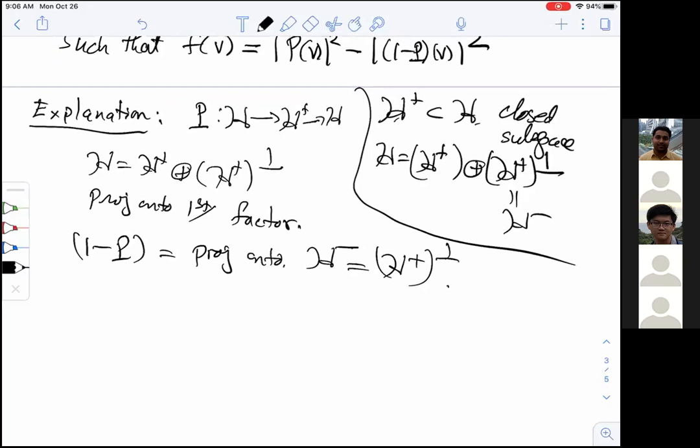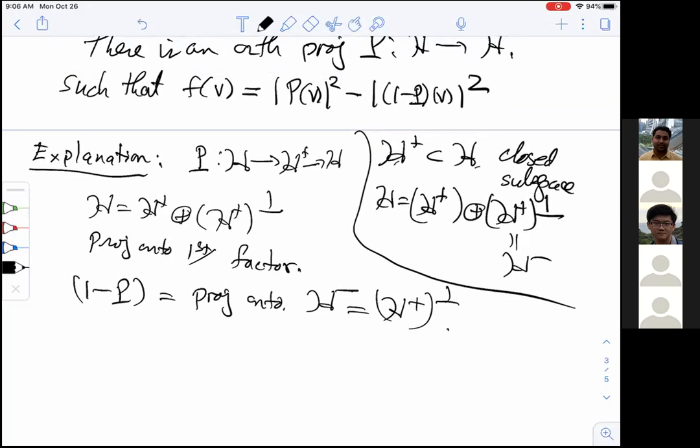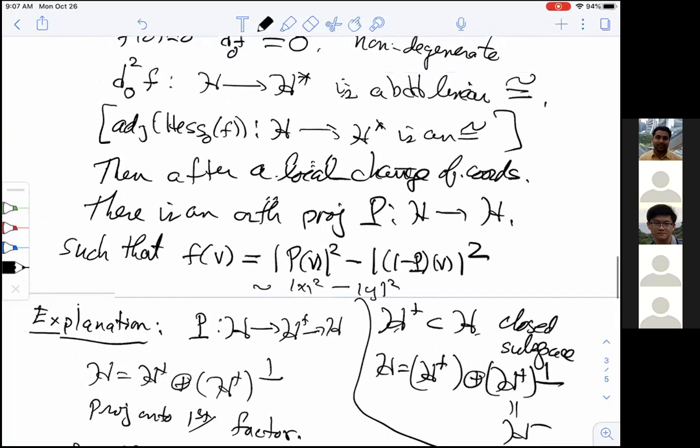This is the norm square of the projection of the vector into the plus space. This is the norm square of the projection of the vector into the minus space, and you take their difference. So this is like norm x squared minus norm y squared in finite dimensions. Okay. So that's the claim.